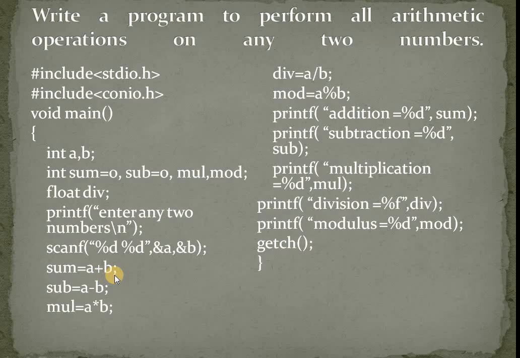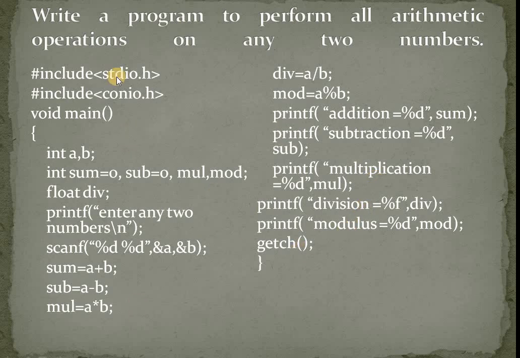Sum is equal to a plus b, sub is equal to a minus b, mul is equal to a into b, division is equal to a slash b, modulus is equal to a mod, that is a % b. So in these 5 statements we have calculated the values and stored them in variables. In the remaining 5 statements we have printed the values of addition, subtraction, multiplication, division and modulus.